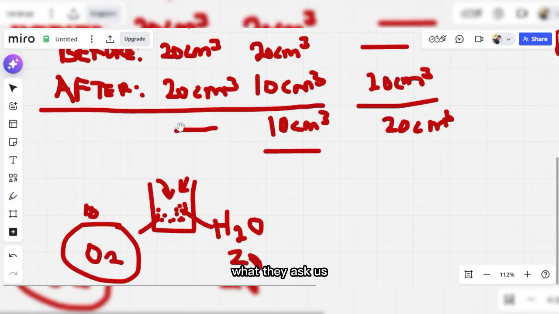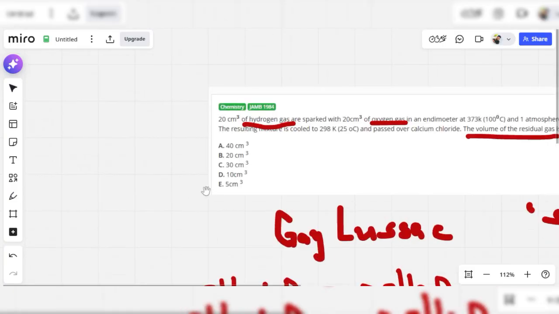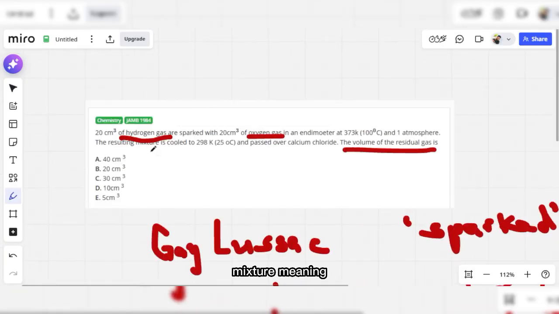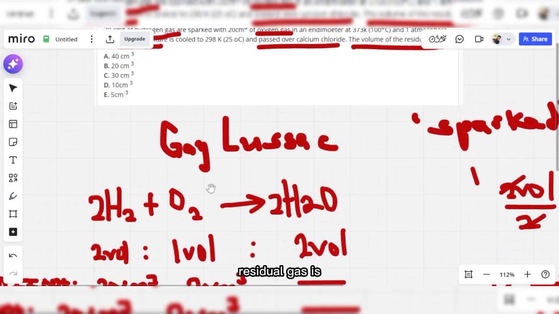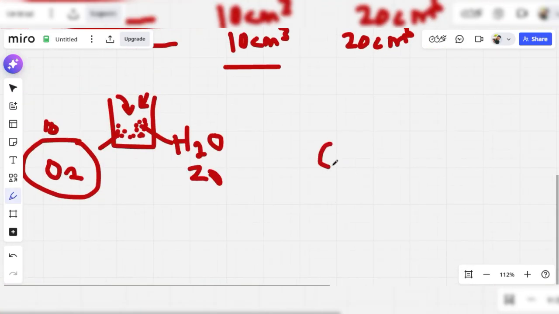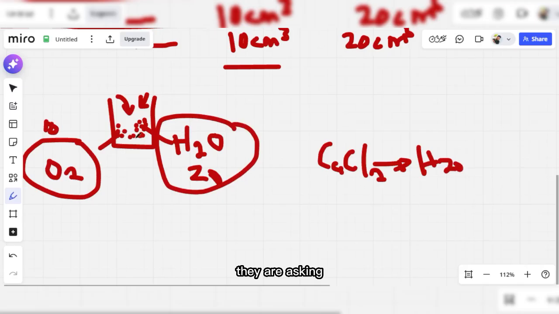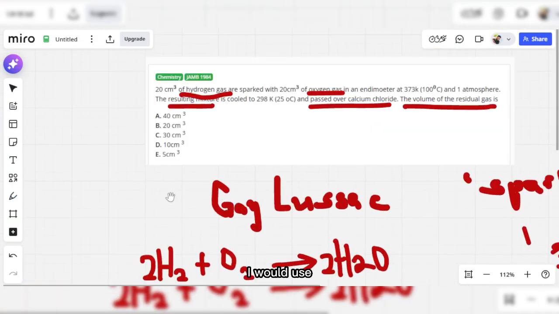But in this question, let me see what they asked us. Okay, they said the resulting mixture, meaning the oxygen and the water that is formed, is cooled and passed over calcium chloride. The volume of residual gases. So calcium chloride is a drying agent, right? And it dries off water. So calcium chloride will remove water. So water will be removed. So what they are asking us is the volume of oxygen that did not react, which is just 10. So go back to the question and we choose 10 cm cube. That will be the final answer.